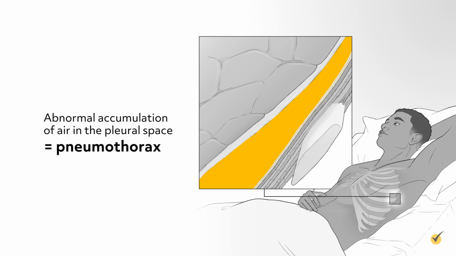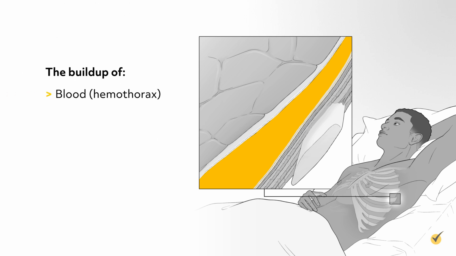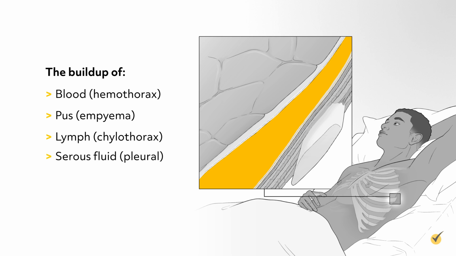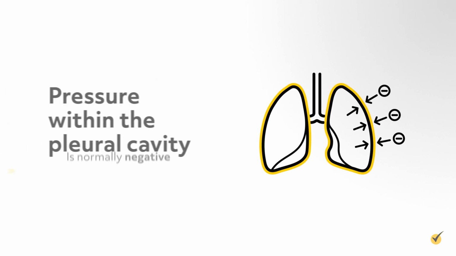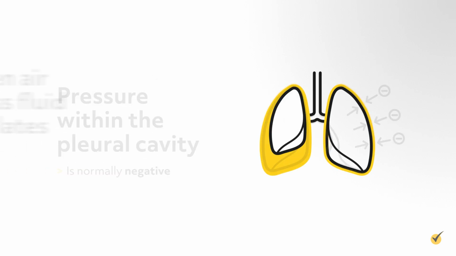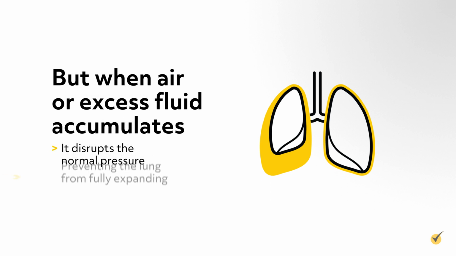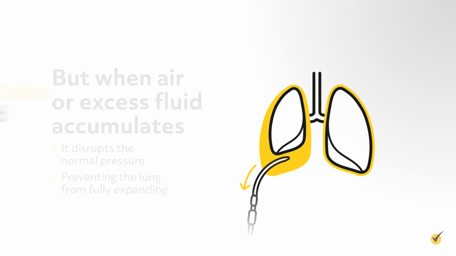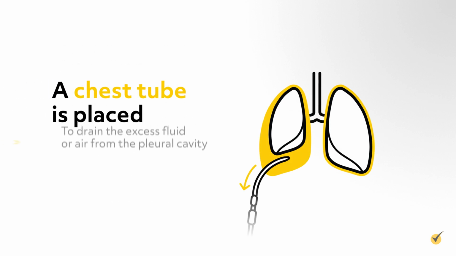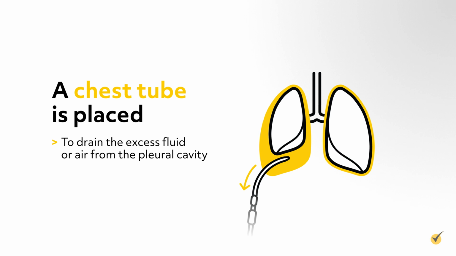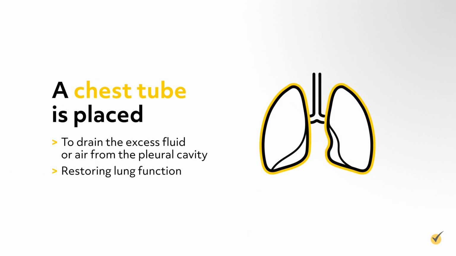Abnormal accumulation of air in the pleural space is called a pneumothorax, and the buildup of blood, hemothorax, pus, empyema, lymph, chylothorax, or serous fluid, pleural, are known as effusions. Pressure within the pleural cavity is normally negative, but when air or excess fluid accumulates, it disrupts the normal pressure, preventing the lung from fully expanding. A chest tube is placed to drain the excess fluid or air from the pleural cavity, restoring lung function.